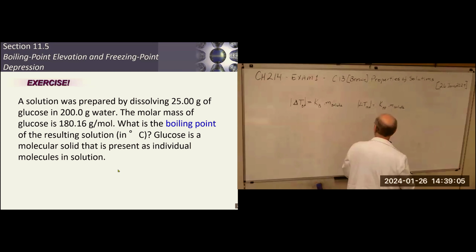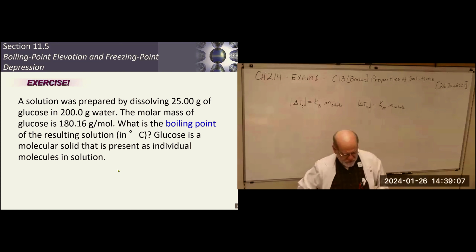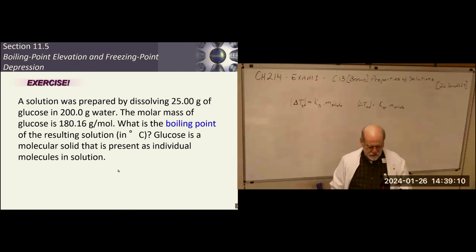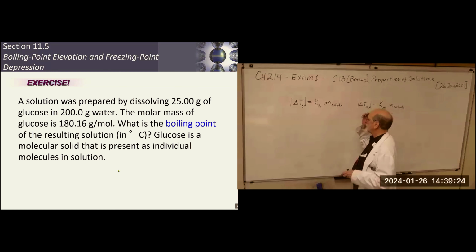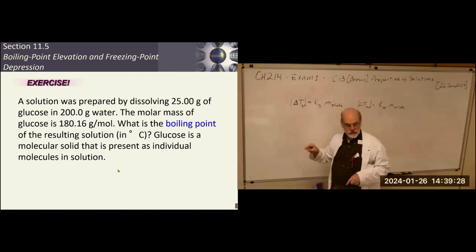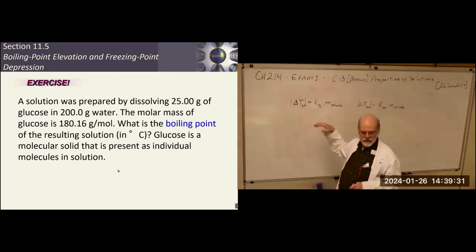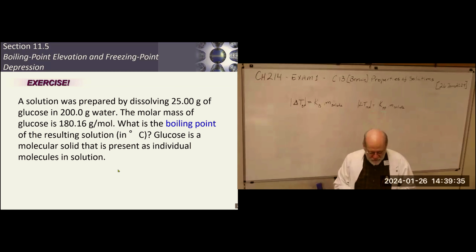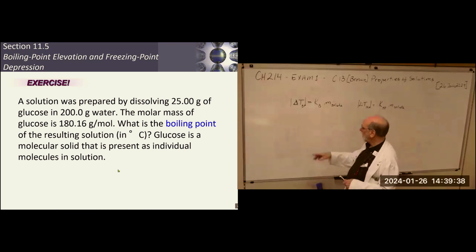So here we have an exercise that we're going to try to do. A solution was prepared by dissolving 25 grams of glucose in 200 grams of water. The molar mass of glucose is that number. What's the boiling point of the resulting solution in degrees C? In this case, the temperature is degrees C, or whatever the constant tells you it is. It may say K, but degrees C is going to be the same. What it doesn't tell us is the K value for water.